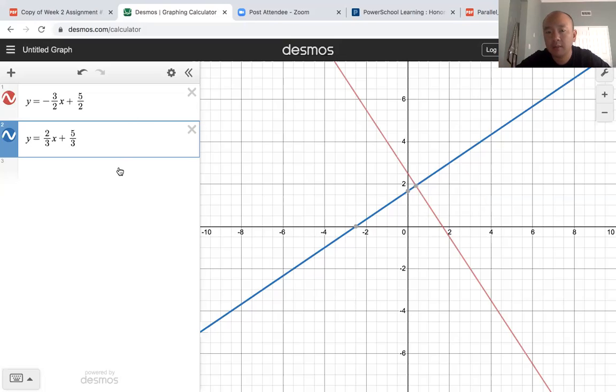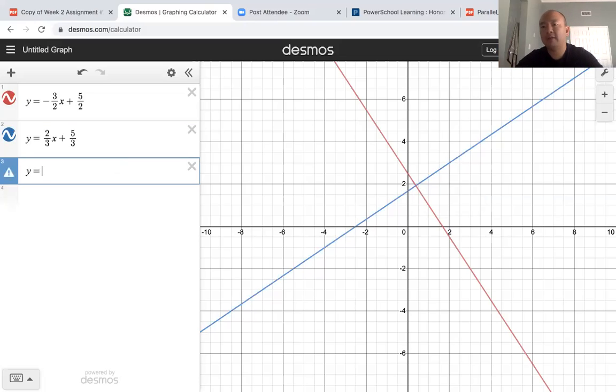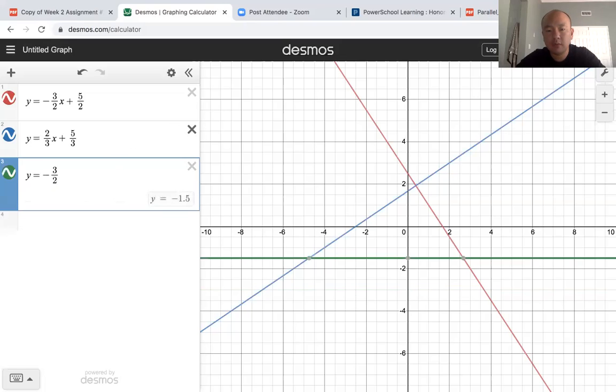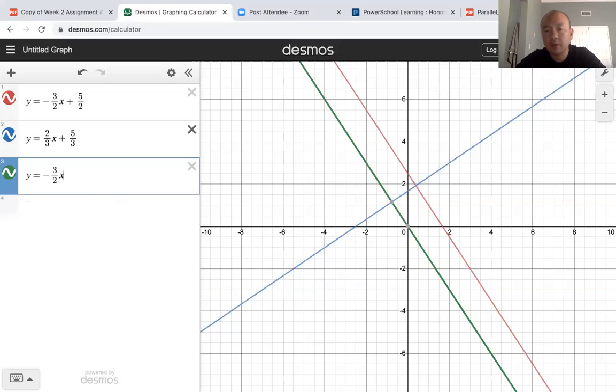Okay, let me just graph for you real quickly. This is random, but I want to focus on what it means to have lines that are parallel. Well, this is negative 3 over 2 x. Notice that the green line that I just graphed and the red line are just going along each other, but they're not going to intersect. Why is that? Because they both have the same slope and they have different y-intercepts.